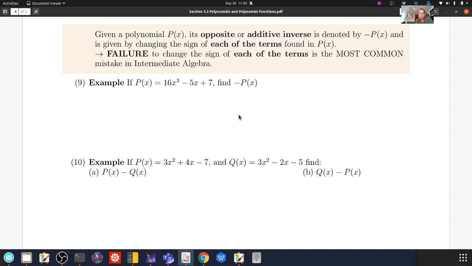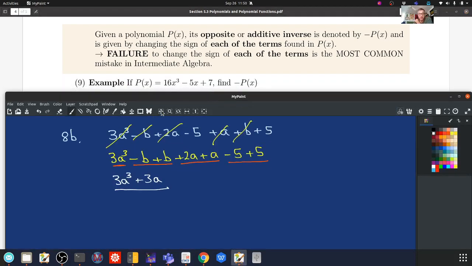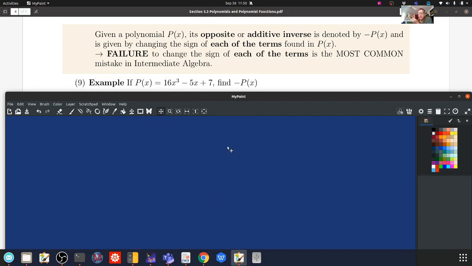Many questions are missed because of this. And I actually tell you, failure to change the sign of each of the terms is the most common mistake in intermediate algebra. So let's just do a few of these. And it truly is the most common mistake. And let's see if we can avoid that by practicing quite a bit. So I'm going to be given P(x).